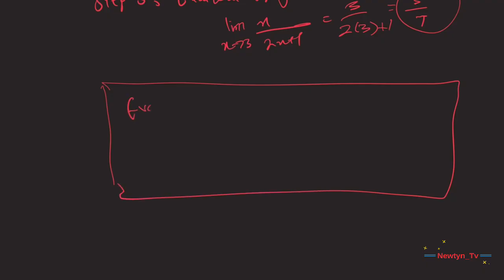Evaluate the limit of root x plus 2 minus 1 over... no, that shouldn't be the question because we haven't tried this one yet. So this one will be: evaluate the limit as x approaches -3 of x squared plus 4x plus 3 over x squared minus 9.